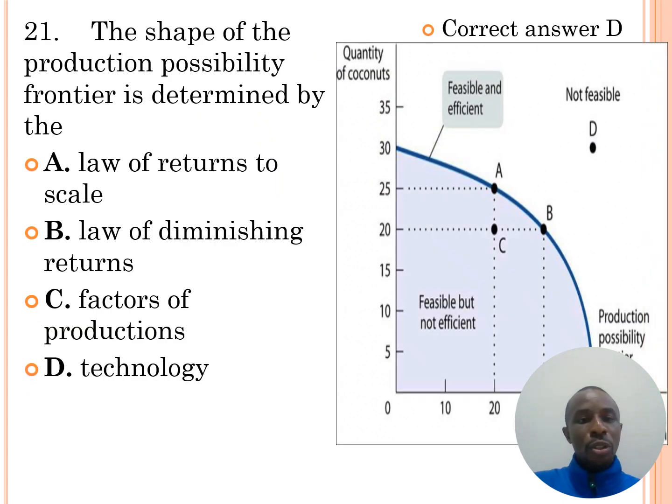The shape of production possibility frontier is determined by dash. Production possibility frontier is the same thing as production possibility curve, PPC, and you can also call it production possibility boundary, PPB. As you can see, in this case, we have coconut and we have fish. So it's determined by the level of technology. PPC is the possible combination of two commodities that can be produced considering the available level of resources and technology in the country. Our answer is option D.